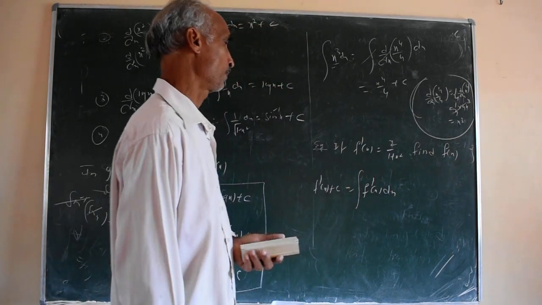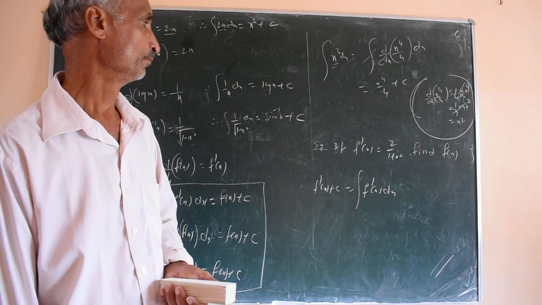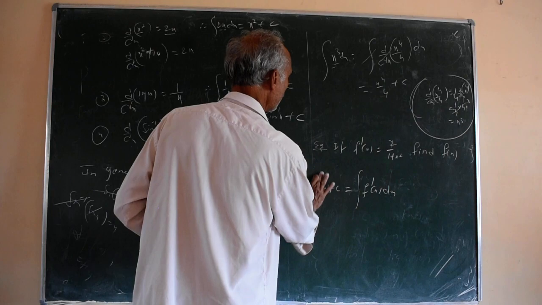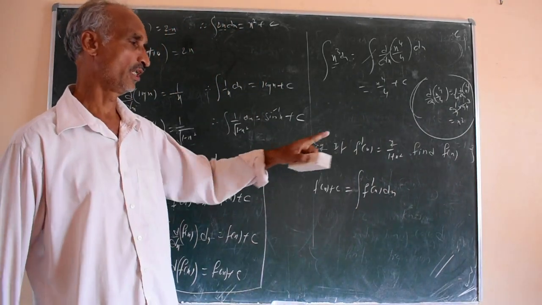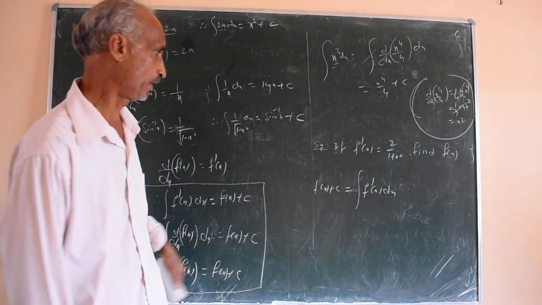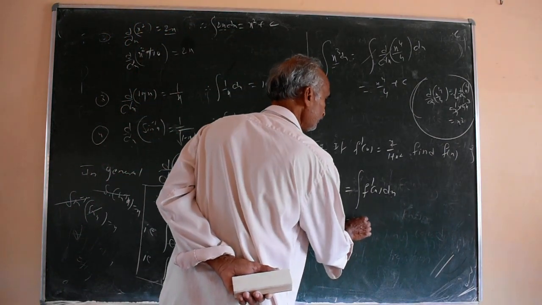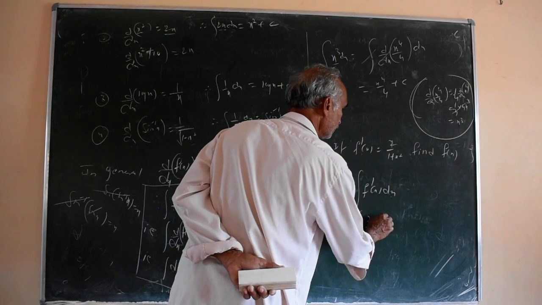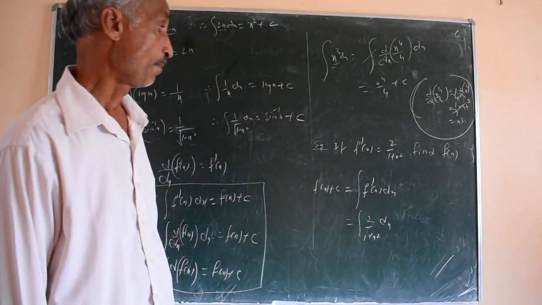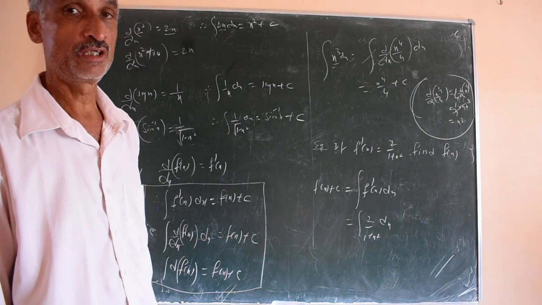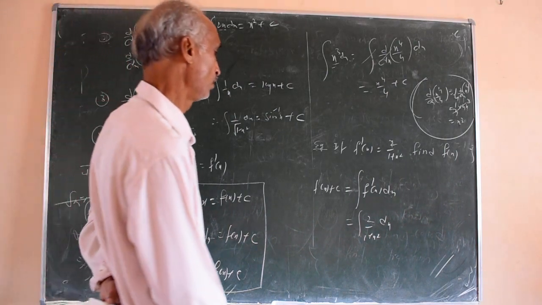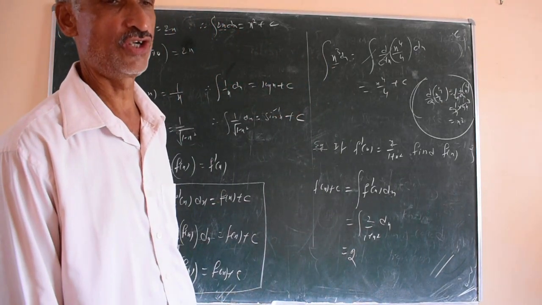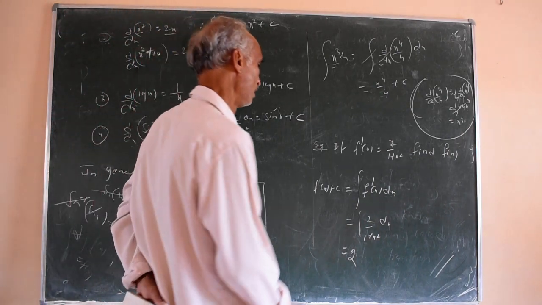Integration of f dash of x dx is equal to f of x plus c. So f of x plus c is equal to integration of f dash of x dx. Therefore, what is f dash of x here? Integration of 2 upon 1 plus x square dx. But express 2 upon 1 plus x square in terms of d by dx. So 2 is taken outside. A constant can be taken outside the integration, just like in differentiation.